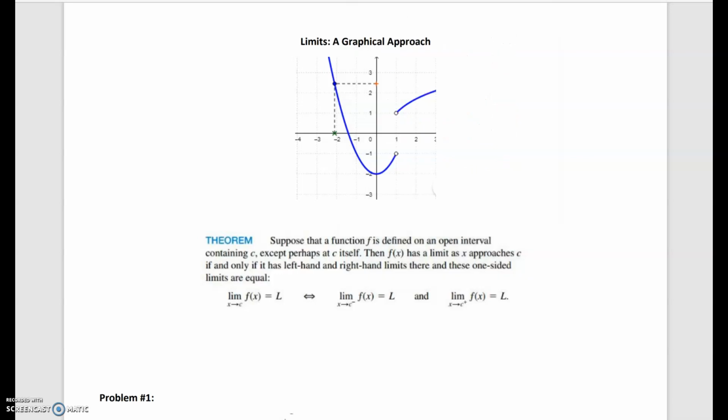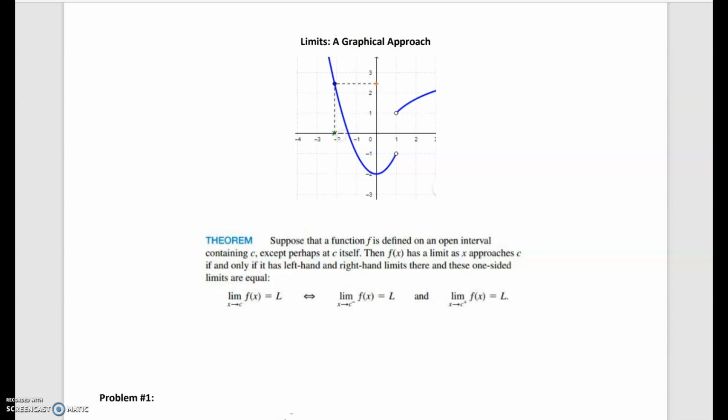Hi class, in this section we're going to be looking at the behavior of functions as they approach a specific x value. Now, before we talk about the actual formulas or definitions, here's the idea. You're always looking at what the function is doing for a specific x value, and your basic answers are going to be your y values.